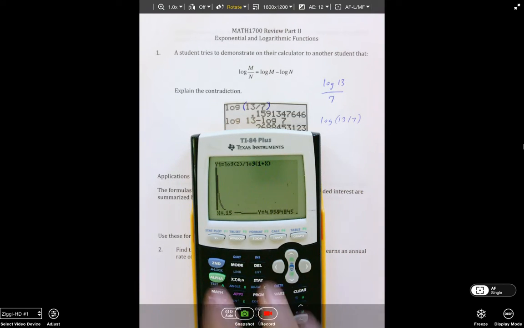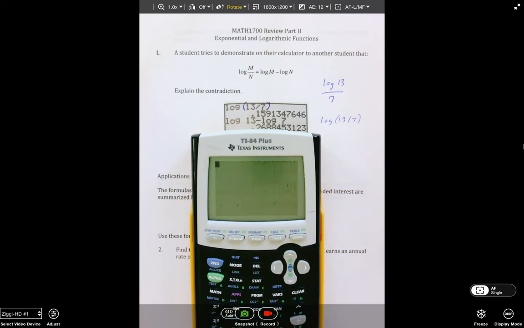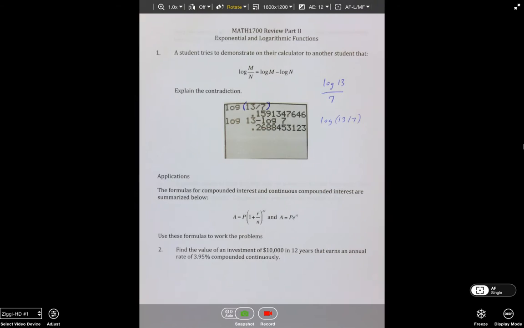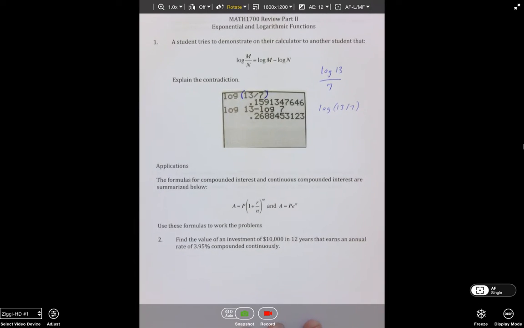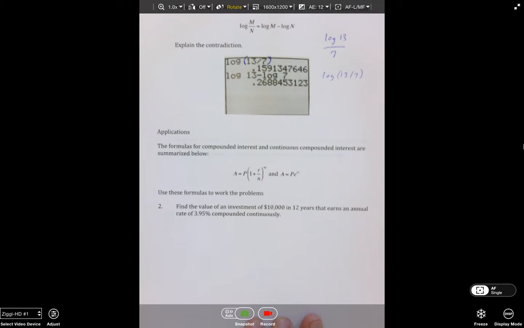So if I put in just the log of 13 and divide that by 7, you'll see that I get 0.1591, like they got when they did it incorrectly. However, what we need is the log of (13 divided by 7), which gives you 0.2688, the correct answer. Now, do you think I've ever seen that before? Obviously, I have, or I wouldn't have wasted your time showing you that example.